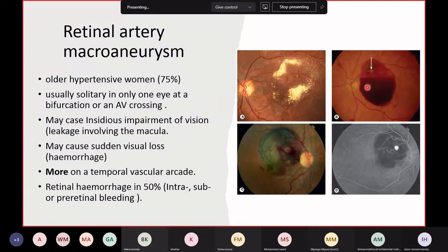It's usual to have this retinal macroaneurysm at the site of bifurcation of the retinal arteriole. It may give rise to either bleeding or to retinal edema and hard exudate formation. Okay.